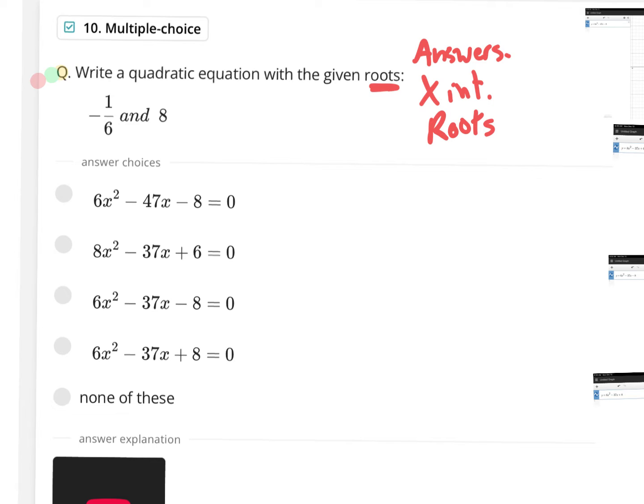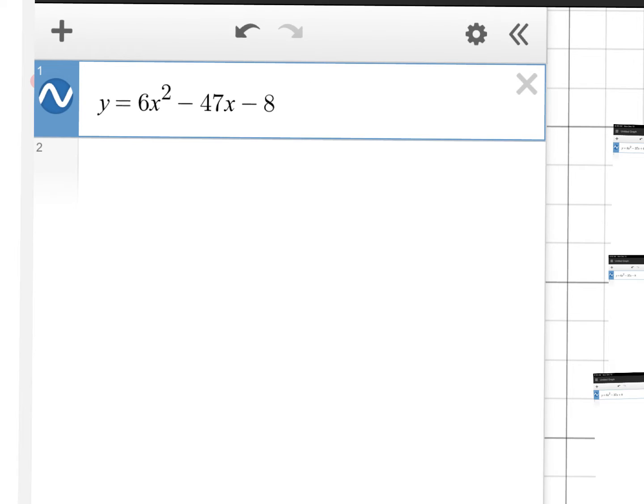So what it's asking for is which of these following will give you a parabola that has the answers -1, 6, and 8. And if you think about the graph, it's really saying which of these parabolas crosses the x-axis at -1, 6, and 8. So right now I would like you to type any of these into Desmos. So right now we are typing in y equals 6x squared minus 47x minus 8. That was one of the 4 options.